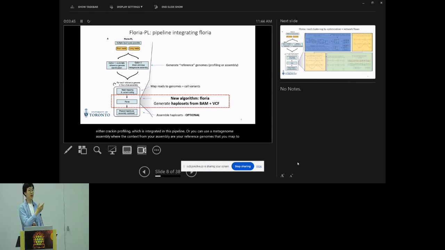Next, in the pipeline, we map reads and call variants, and then we can feed those variants and reads into the Floria phasing algorithm that outputs those strain level haplosets I care about, and then you can run an assembler downstream on those haplosets to get a strain level assembly. This is all integrated in this pipeline, but what I want to focus on today is this red box. It's a new Floria phasing algorithm. This is the main algorithmic innovation today.